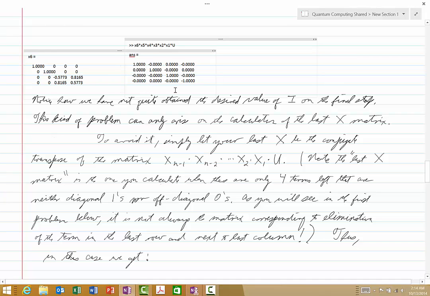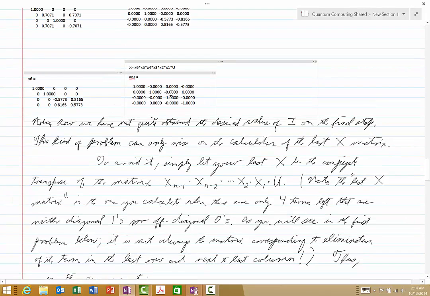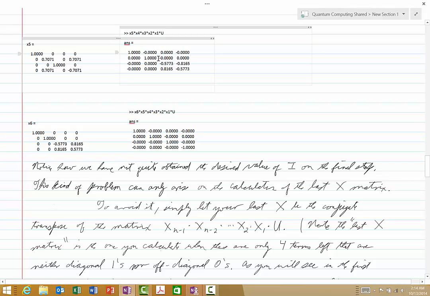Instead, let's take, and you can see actually if you compare this matrix here with X6, X6 is not the conjugate transpose of this matrix. But that's what we really want for X6. And in fact, let me say one other thing. You don't even have to calculate your last X to see whether there's a problem or not.